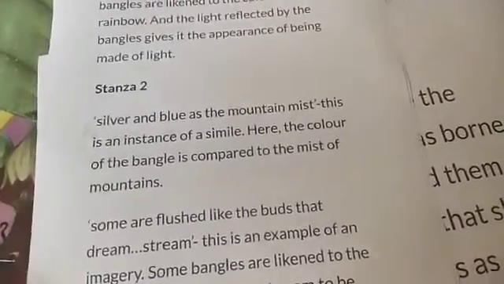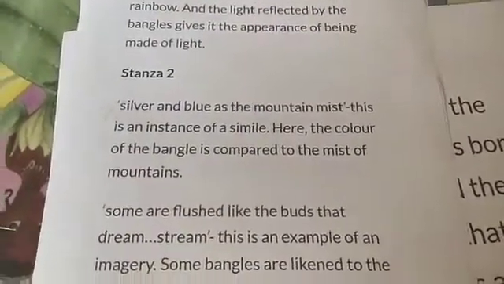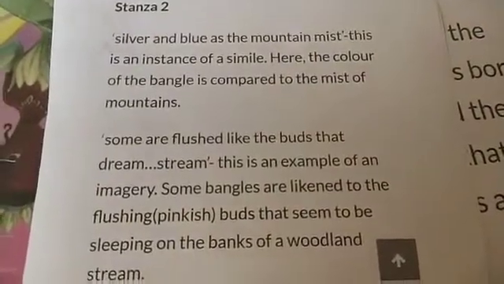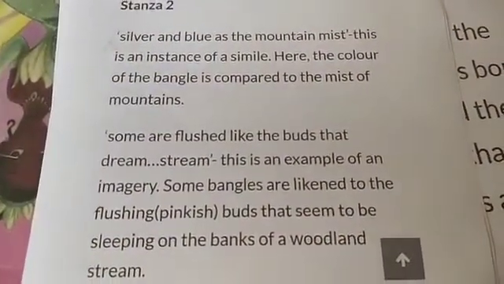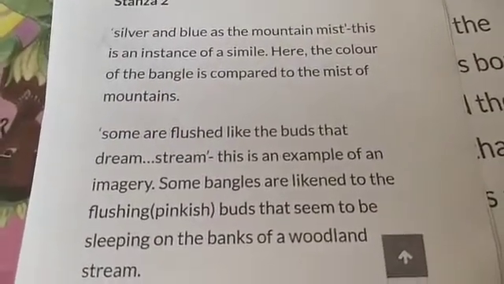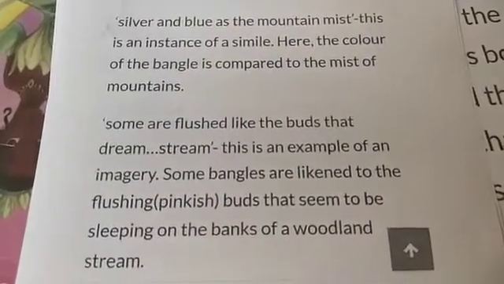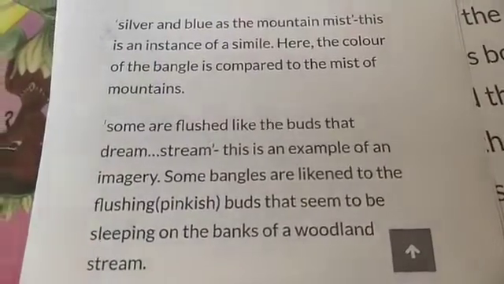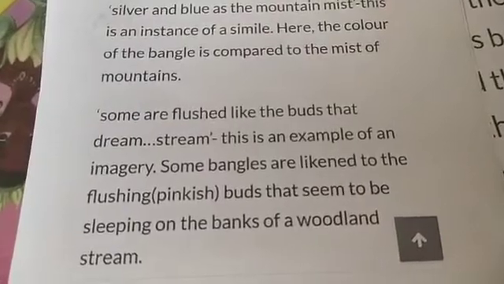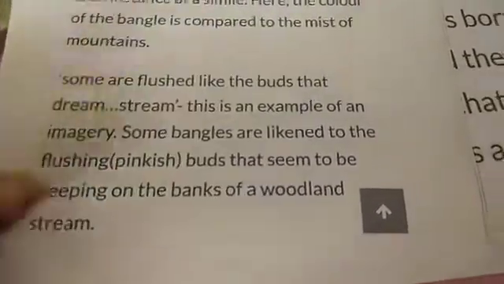Stanza 2: Silver and blue as the mountain mist. This is an instance of simile, where the color of the bangle is compared to the mist of mountains. Some are flushed like the buds that dream on the tree. This is an example of imagery. Some bangles are likened to the flushing, that is pinkish, birds that seem to be sleeping on the banks of a woodland stream.